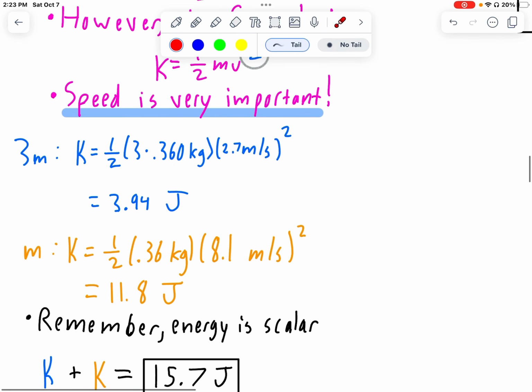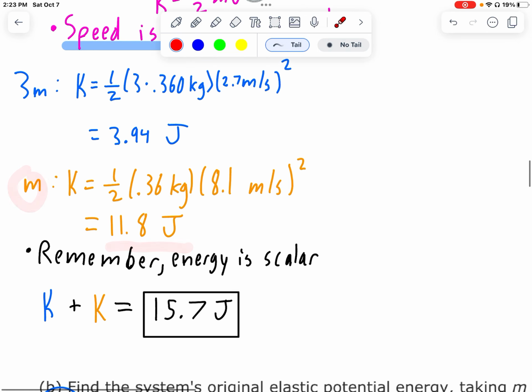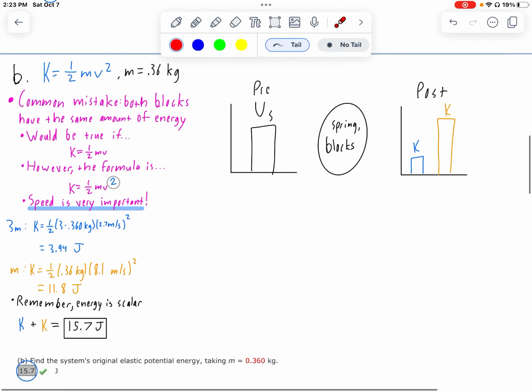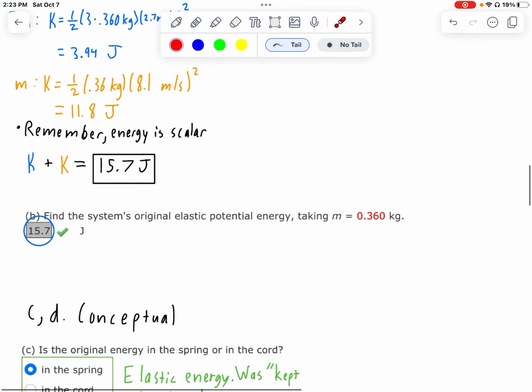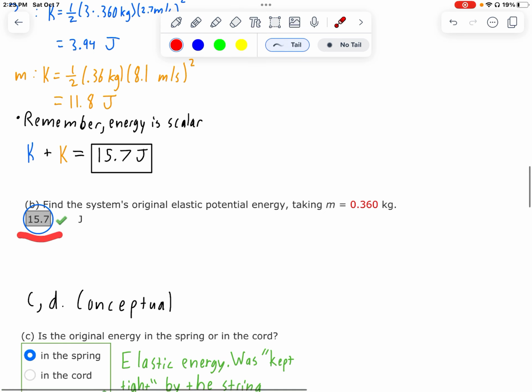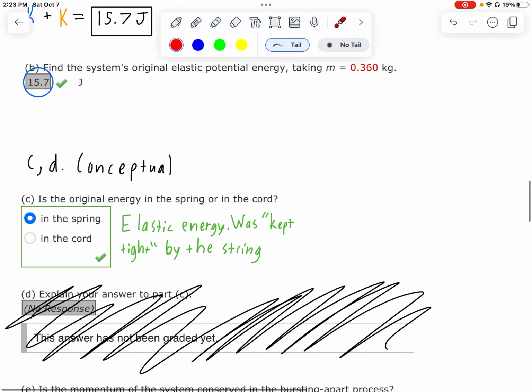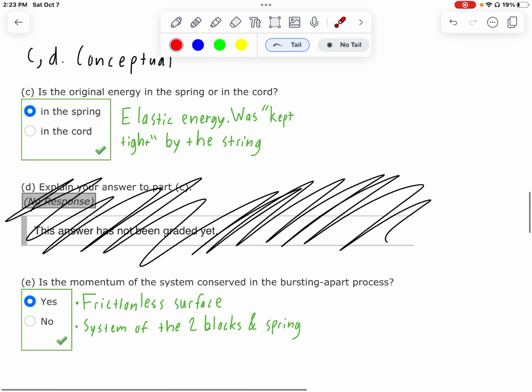So I solved for the kinetic energy in block 3m: 3.9 joules. Kinetic energy in block m: 11.8 joules. Energy is a scalar, so we add them up: 15.7 joules. And like our momentum bar graph, the energy in the blue block is less than the energy in the orange block. Plug that into the website, everything's all good. Then I'll just move on to parts C and D.